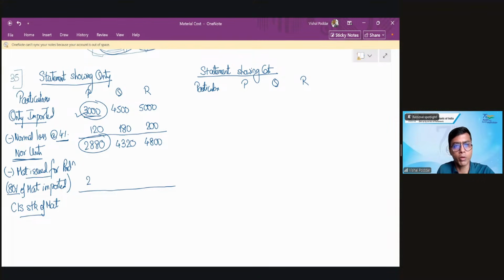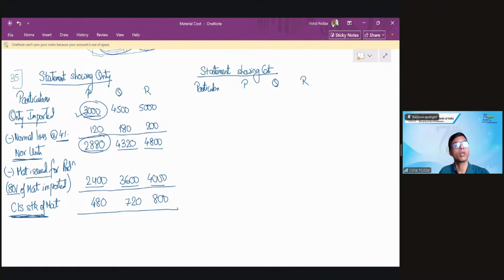So 8 threes are 24, and this will be 3,600, and this will be 44,000. Now, this was the quantity which I can use after adjusting the loss. This is what I have actually used. So what will be the balance is the closing stock. So my balance would be here 480 kgs. The balance here would be 720 kgs. And here it would be 800 kgs. So this is my first part of the answer, which is about the quantity details asked in the question.